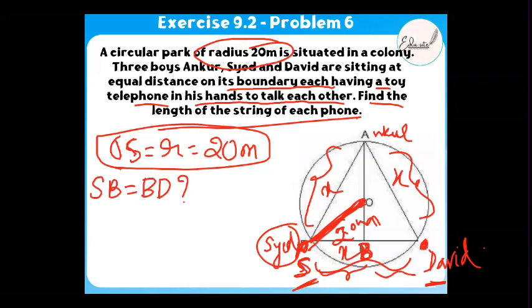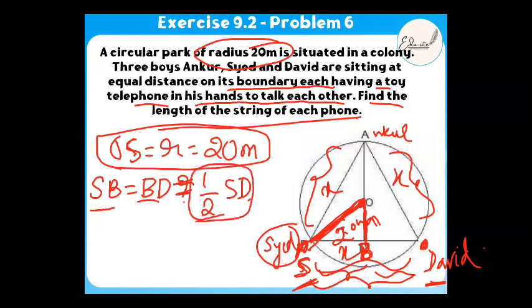Because this is a perpendicular drawn to the chord, yes B, yes D. So yes B is equal to BD. So what is it actually equal to? Is it not half of the whole yes D? BD is half of ESD, and even ESB is also half of ESD, right? Both of these are equal to half of ESD.